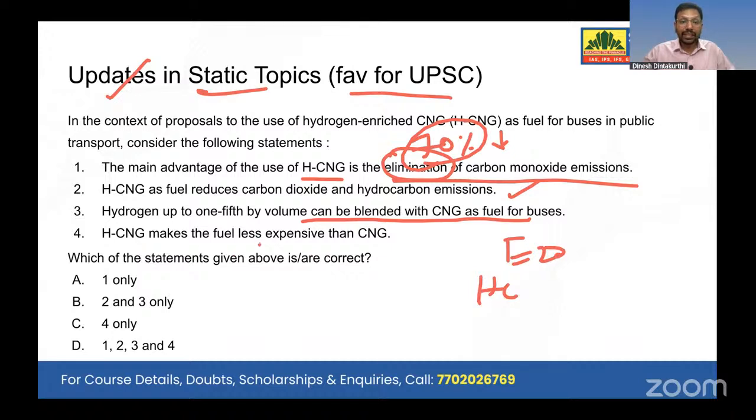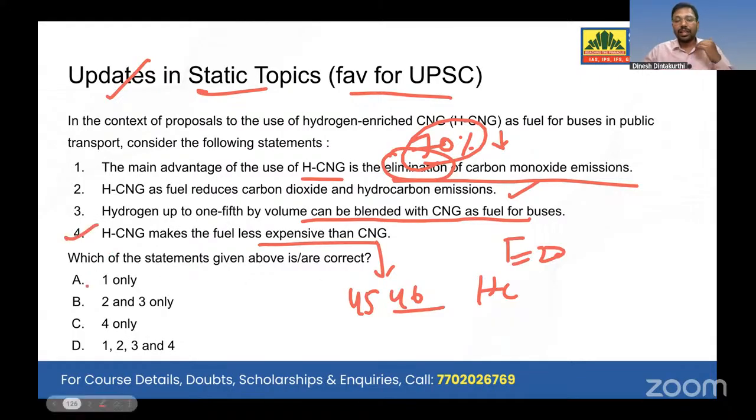HCNG makes the fuel less expensive than CNG. No, I think you might have asked any of the auto drivers. 1 kg of CNG gas is about 45 rupees. HCNG gas, which was recently introduced, is 46 rupees. So even if you have only traveled in an auto, you might have definitely eliminated this question. There is not much change here, particularly.